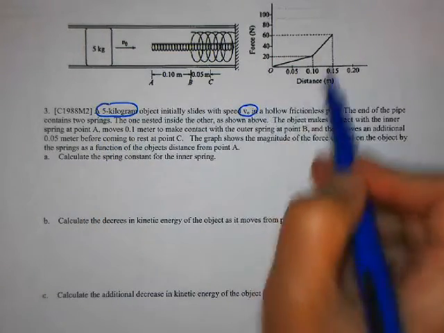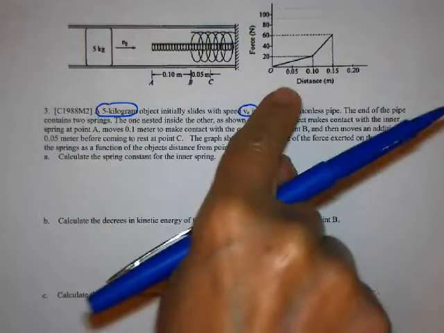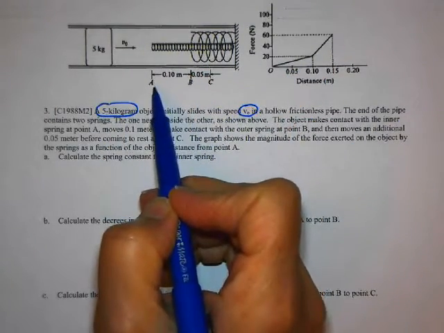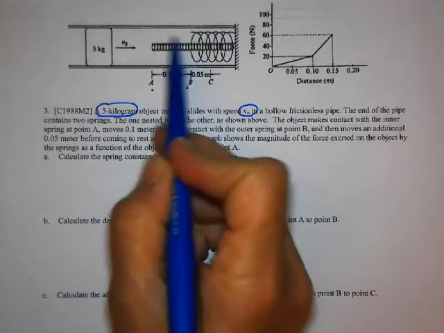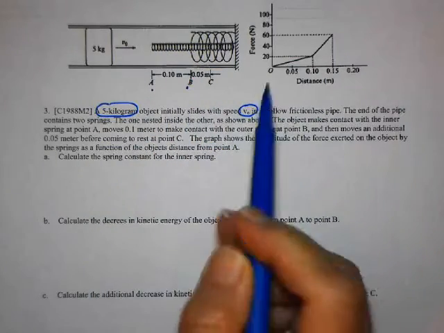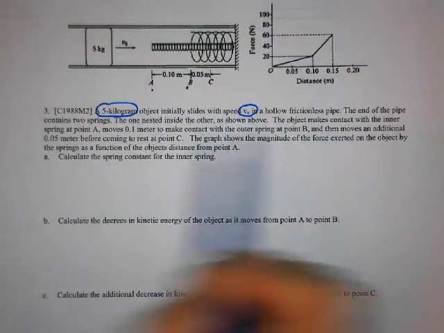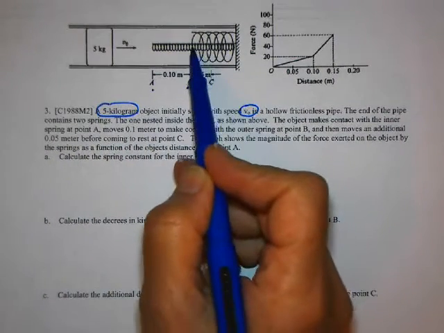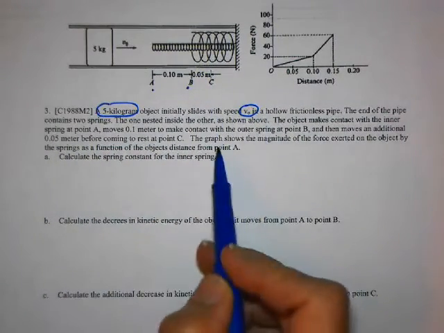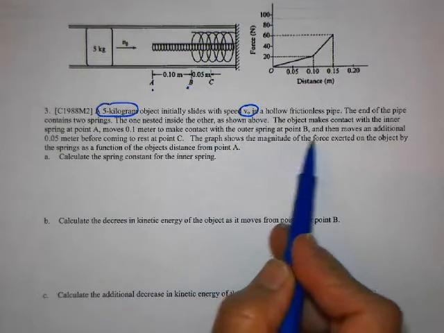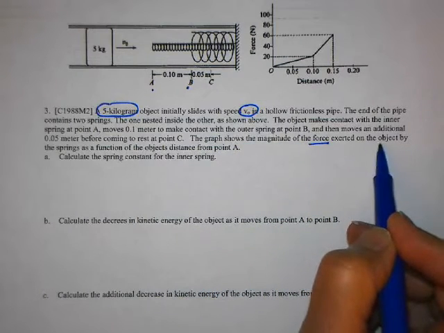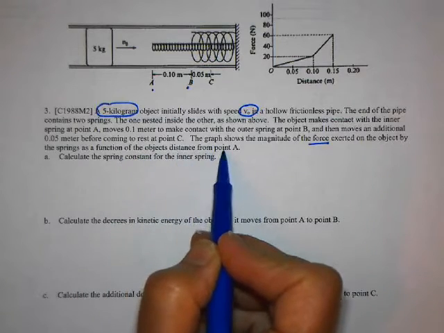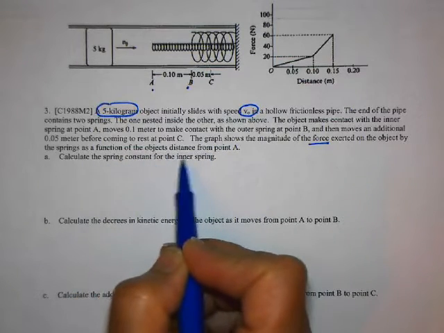And you notice there's a graph over here, which we're going to get information from to do the problem. The whole point here is that from here to here, it's only the little spring. And then it moves an additional 0.05 meters before coming to rest at point C. So now you have the two springs from here to here. The graph shows the magnitude of the force exerted on the object by the springs as a function of the object's distance from point A. Calculate the spring constant for the inner spring.